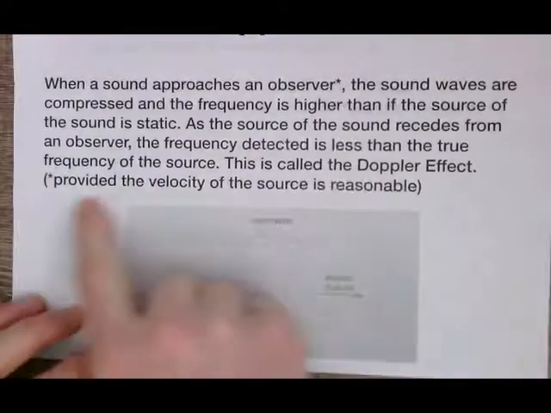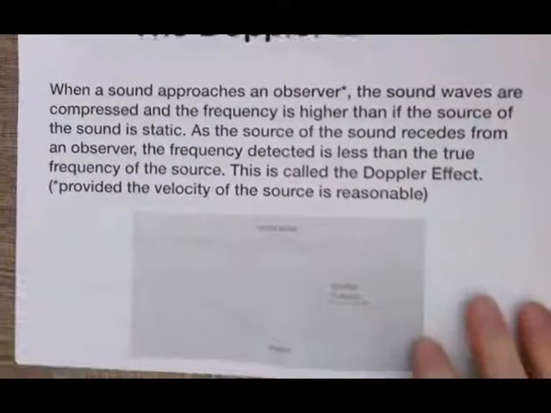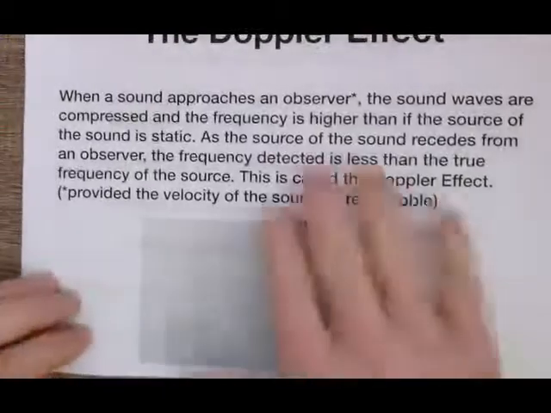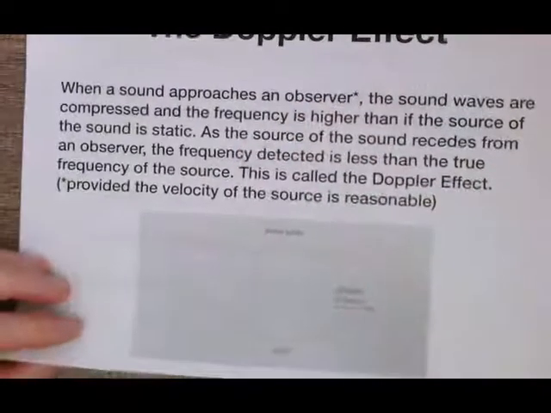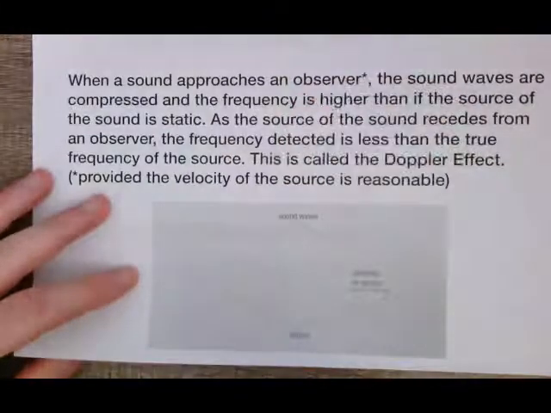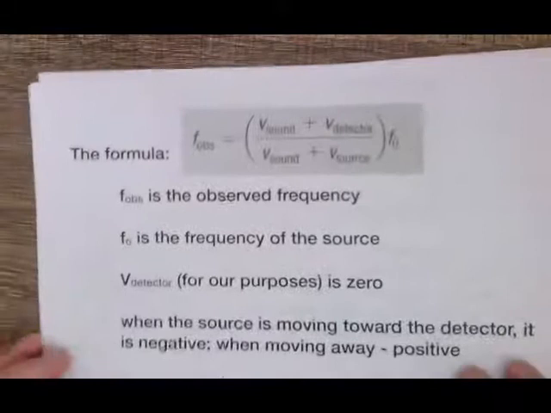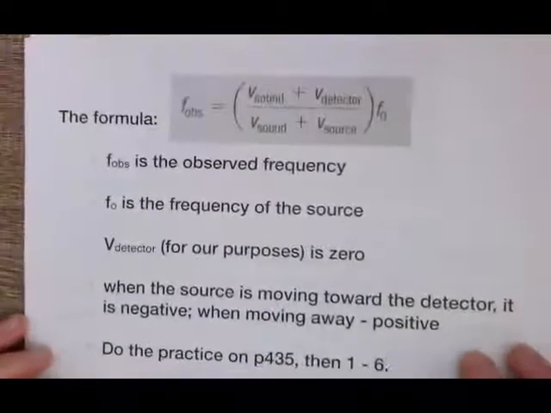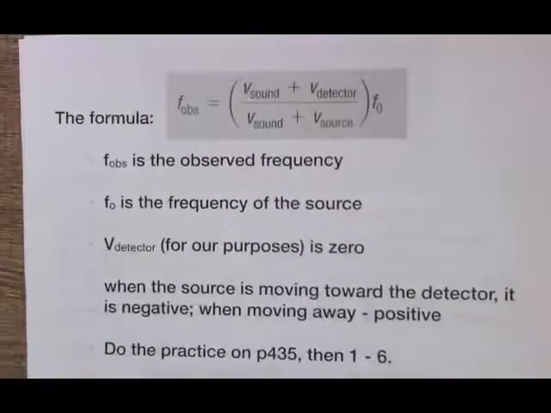I asterisked that because it's provided the velocity of the source is reasonable. But it's also true that the observer is motionless for our purposes. When it's coming towards you, it's higher. When it's moving away from you, it's lower. And that is shown mathematically right there. I'll let you take it down, and then we'll talk about it. So that's the formula.